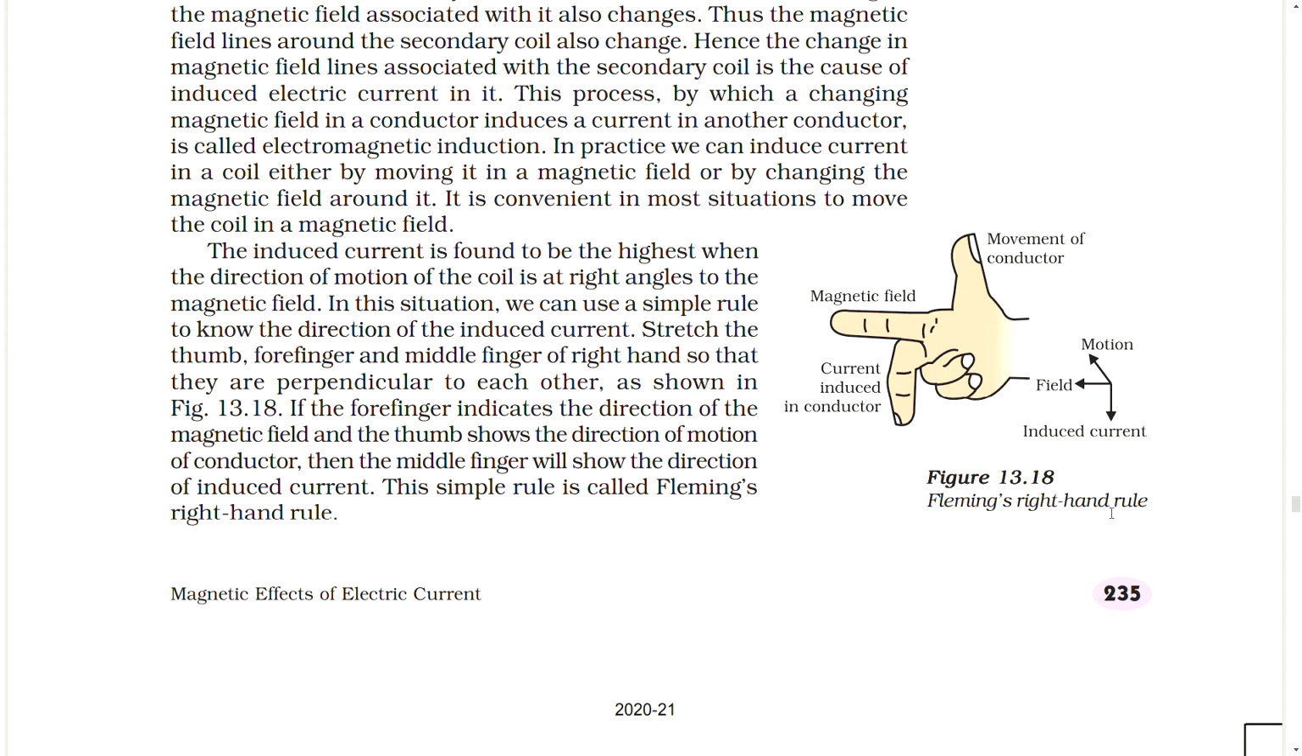Figure: Fleming's right hand rule. Magnetic field, current induced in conductor, movement of conductor, motion, field, induced current.